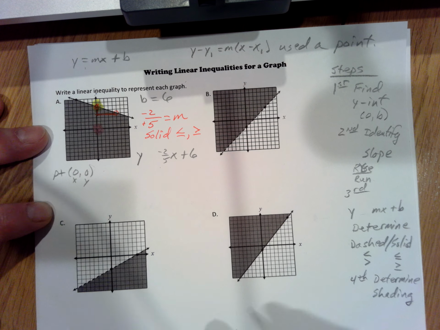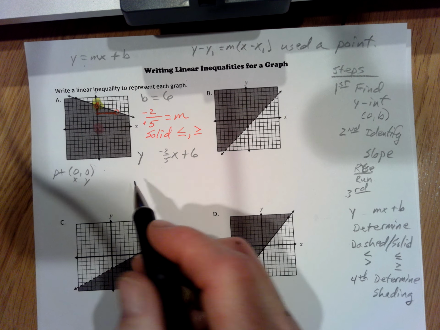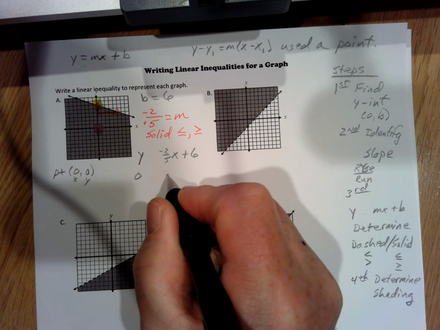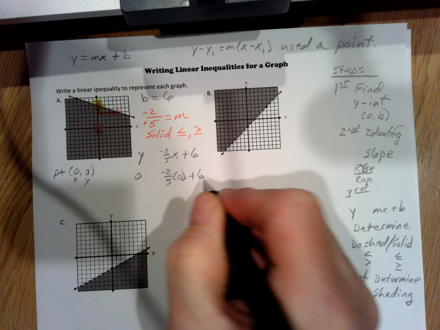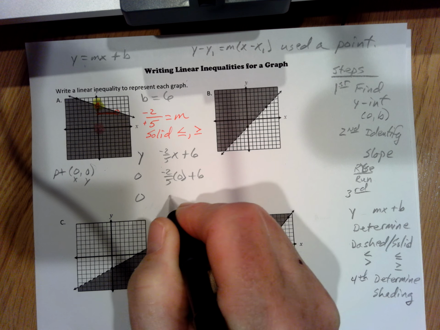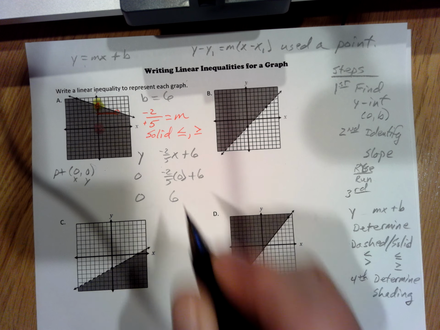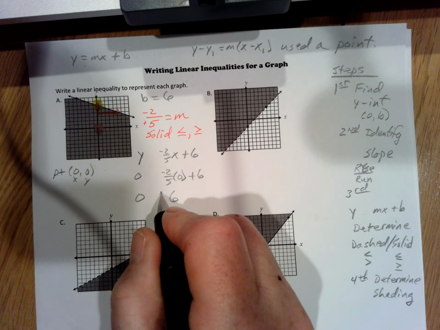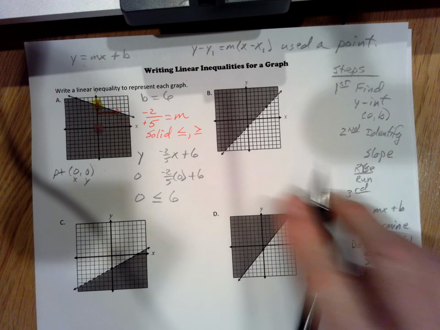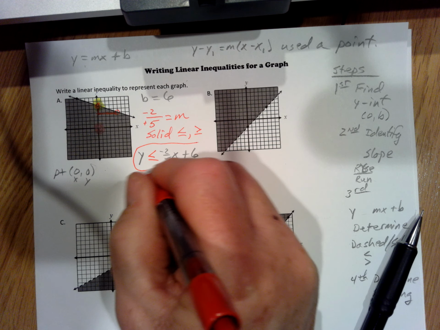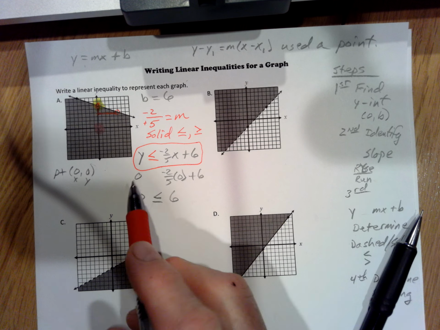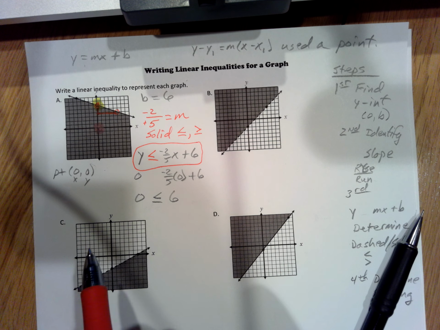Now, what I'm going to do is plug in a 0 here. Negative 2/5 times 0 plus 6. So 0 and 6. Is 0 less than or greater than 6? It's less than, so it's less than or equal to, which means this gets a less than or equal to. So it's shaded below and it's less than or equal to. That is our first equation.